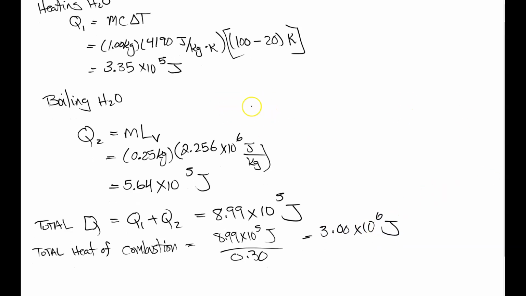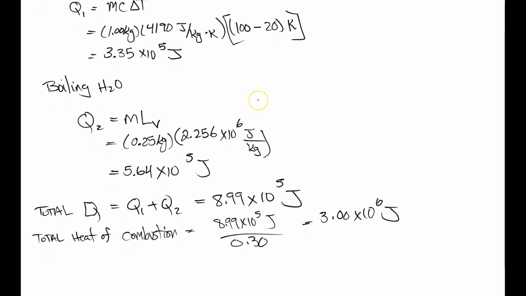And now we can look up what is the combustion heat, or the amount of heat released from burning 1 gram of gasoline. And if we look that up, 1 gram of gasoline will release 46,000 joules when it's burned.